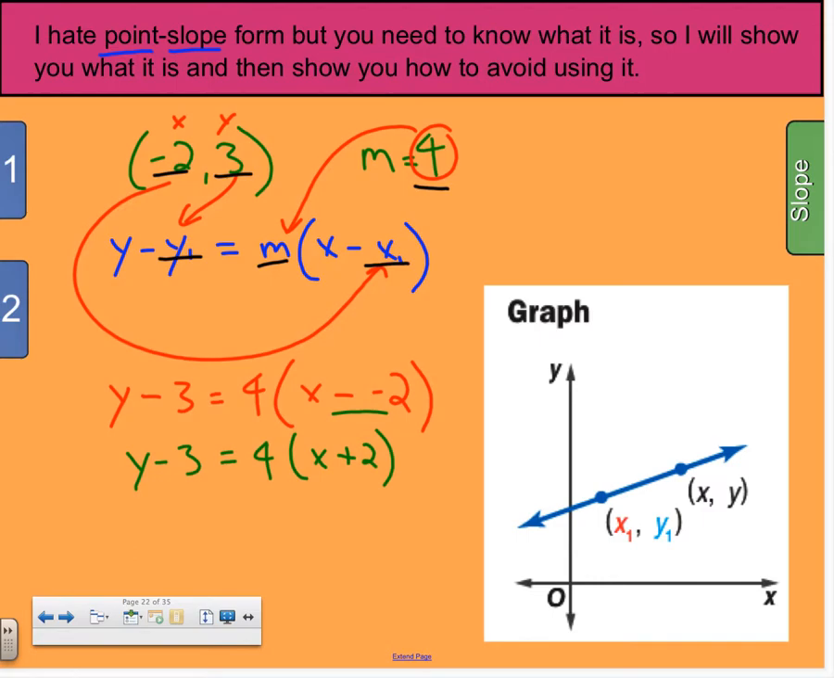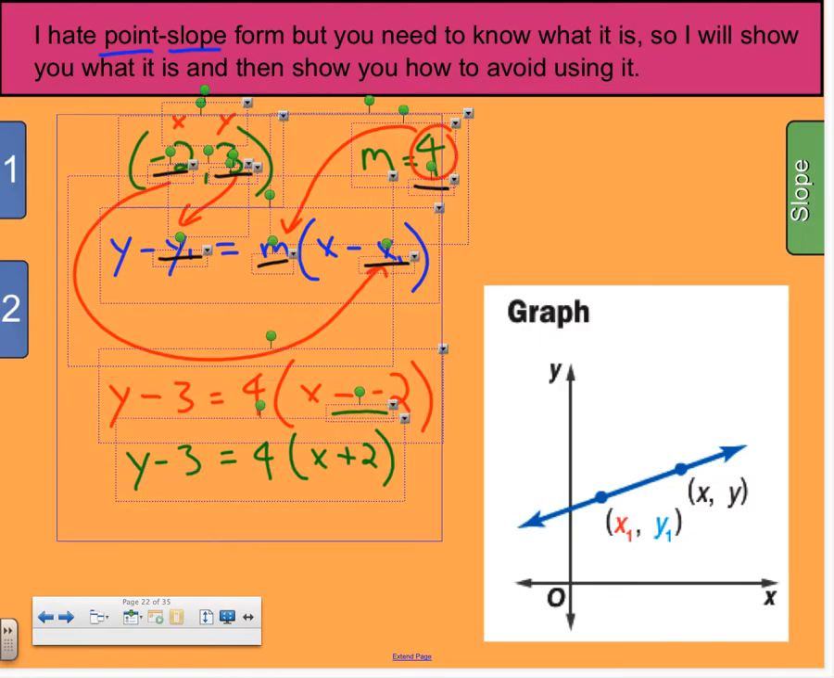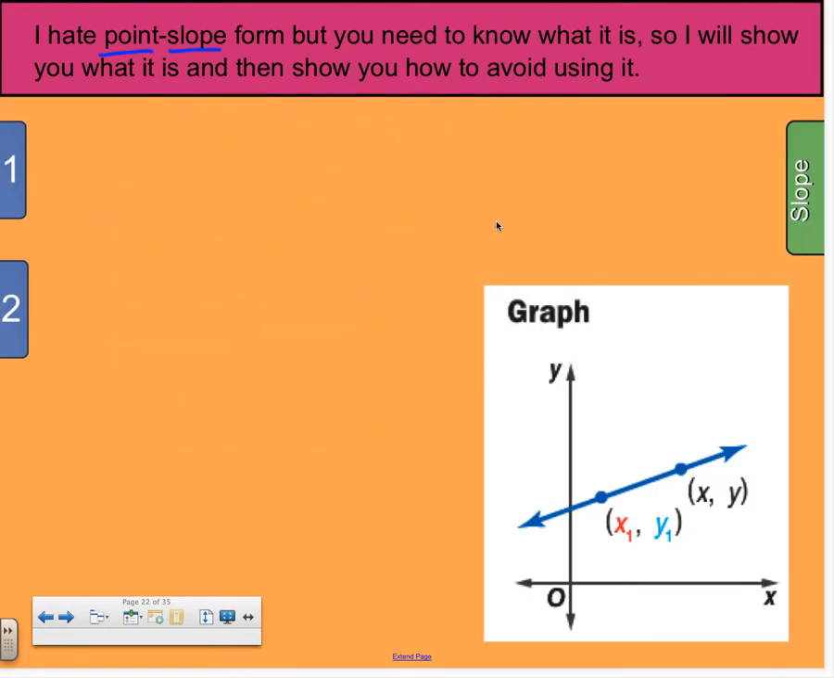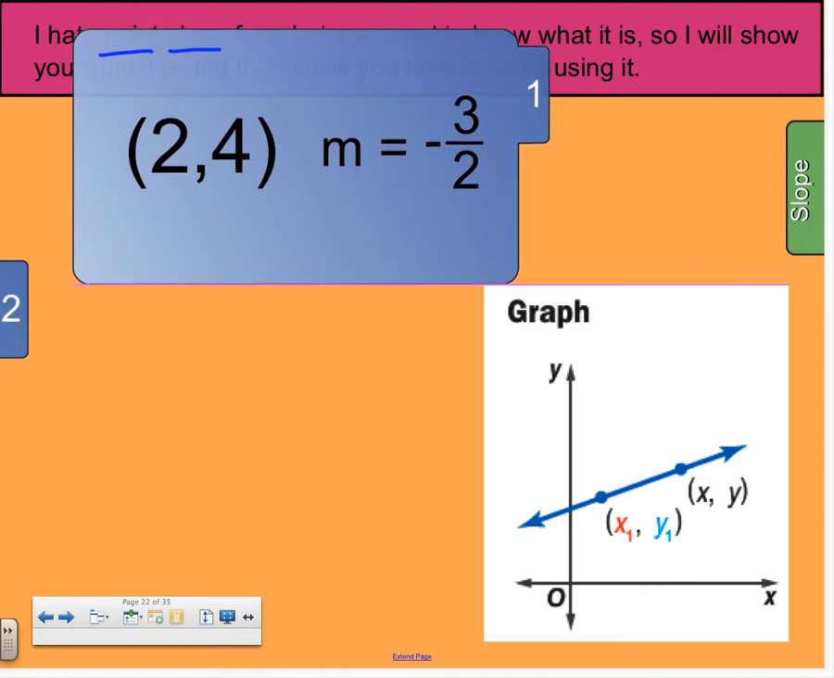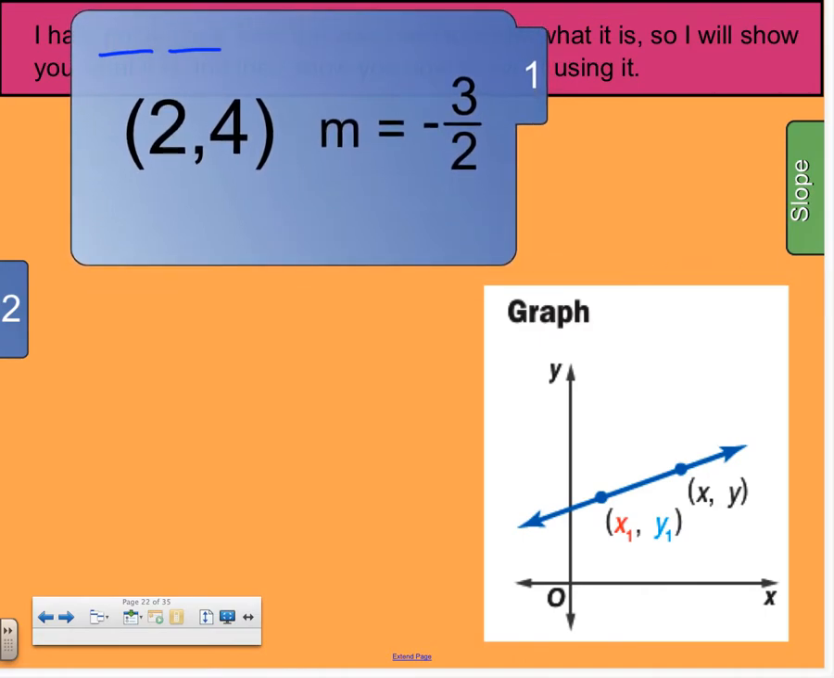So let's take a look at another example and try to do this again. All right, here we want point slope form again. Now we have the point 2, 4, or the ordered pair 2, 4. Remember, this is x, and this is y, and we have the slope negative 3/2. So let's try this. Remember my point slope form equation is y minus y1 equals m times x minus x1.